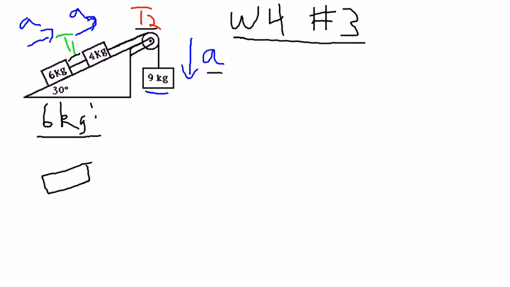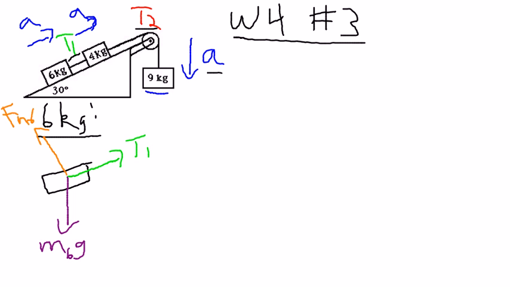So what forces are acting on it? Well, we can see that tension 1 is pulling it up the ramp, so that's T1. We also know that it's going to have its weight force, which is going to be straight down. Weight force is equal to mass times gravity. So I'll call that m6 times gravity g, and then we know that it's going to have a normal force perpendicular to the ramp. So we'll call that force normal 6.